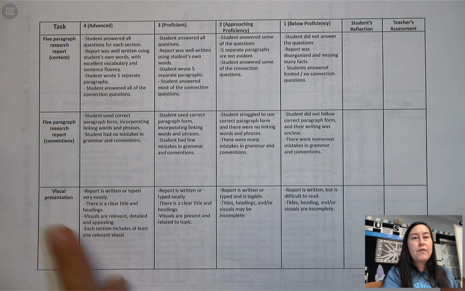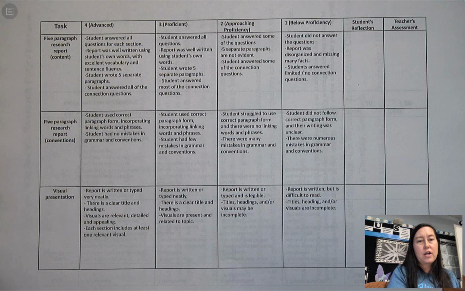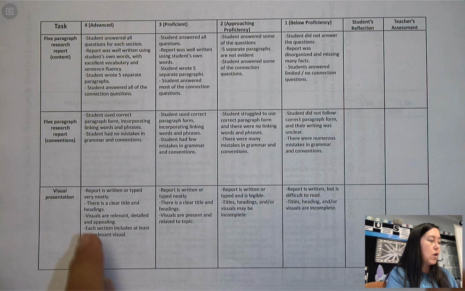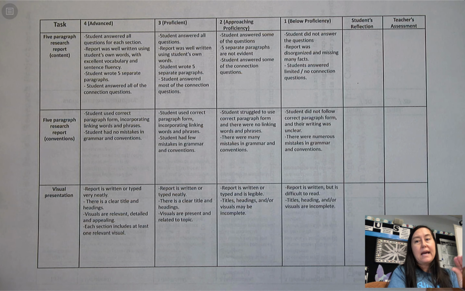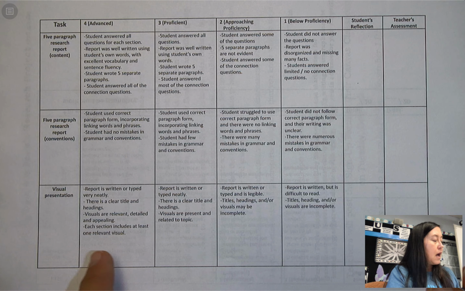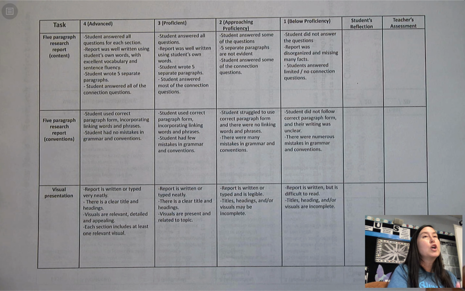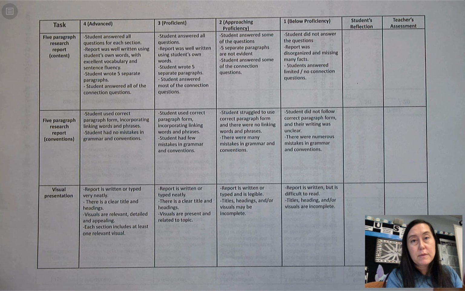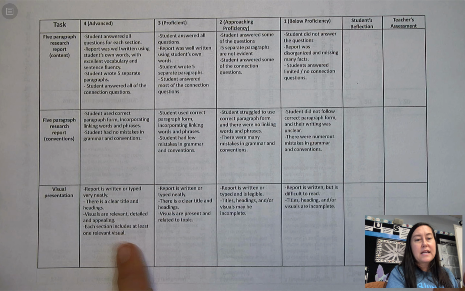Then there's a grade 4, 3, 2, 1 for the visual presentation. How neat does it look? It can be handwritten and get a 4, but it needs to be neat. It could be typed. Is the title clear? Are there headings for each section? There should be headings for each paragraph. Are the visuals relevant? Do they make sense? Are they detailed? Are they appealing? Does it look neat? Mrs. Heinzelman would say your craftsmanship. So that's what this grade is about. And that each section has at least one relevant visual. Okay, you can have more, but at least one.